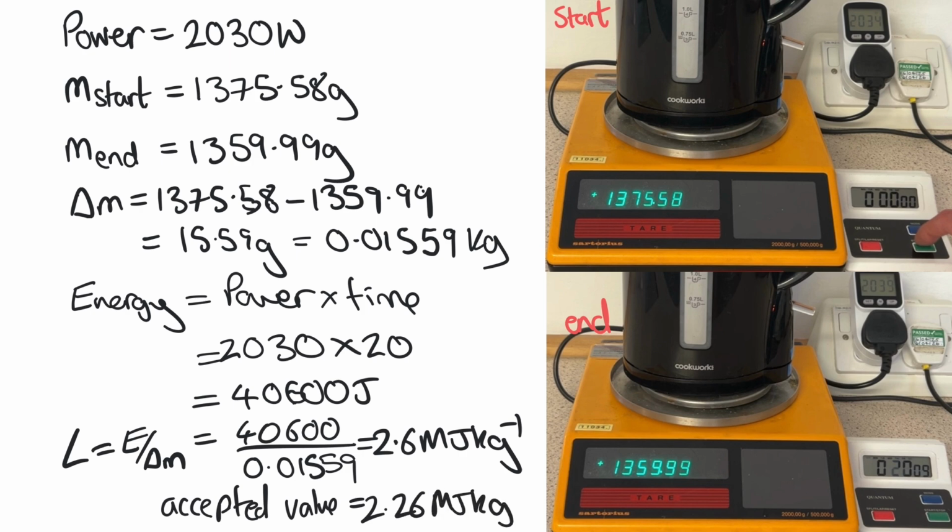That's not too surprising because some of the energy that we put in, rather than going into vaporising the water, will have gone into warming the surroundings, and also some of the water which is vaporised may recondense higher up on the kettle and therefore would not contribute to the reduction in mass.